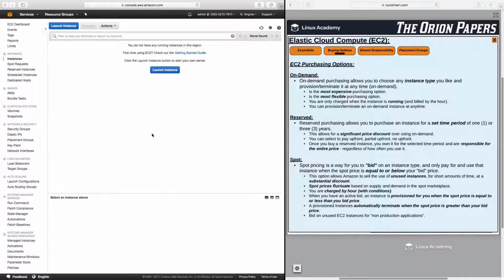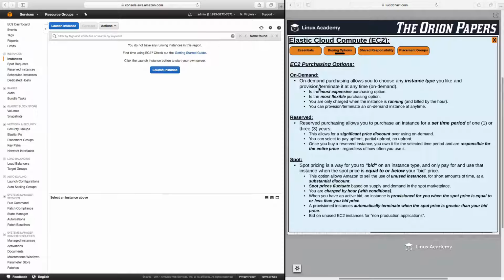Next is reserved. Reserved purchasing allows you to purchase an instance for a set period of time of 1 or 3 years. So what you're doing here is locking in that you're paying for an instance for a period of 1 or 3 years, but the price is then offered to you at a significant discount over using an on-demand instance.